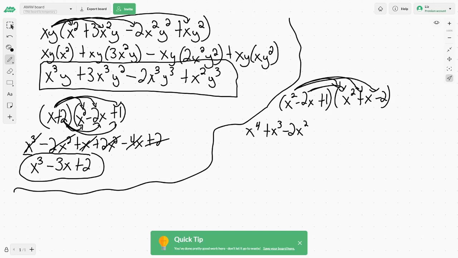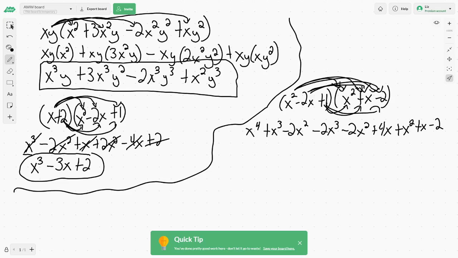Now we need to distribute the negative 2x to all three. So negative 2x times x squared is negative 2x cubed. Negative 2x times x is negative 2x squared. Negative 2x times negative 2 is a positive 4x. And then we distribute the 1, which is just going to be this polynomial because 1 times anything is itself. So now we have plus x squared plus x minus 2.